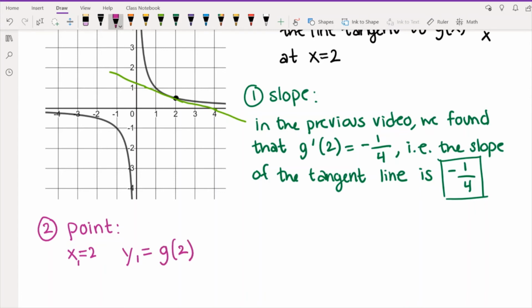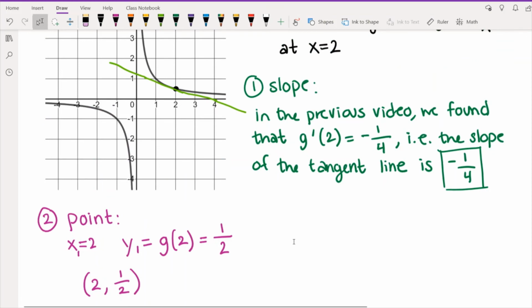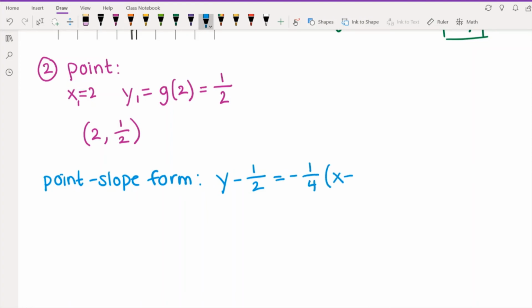And so the function g of x is 1 over x, and so that's going to give us 1 over 2. And so now we have our point: 2, 1/2. So now we can put this in point-slope form. So we have y minus 1/2 is equal to our slope, -1/4, times x minus 2.